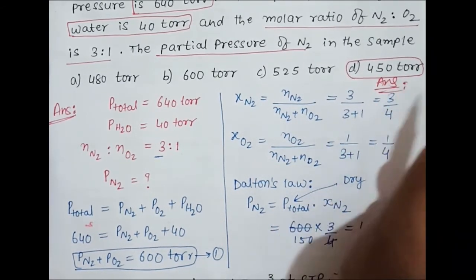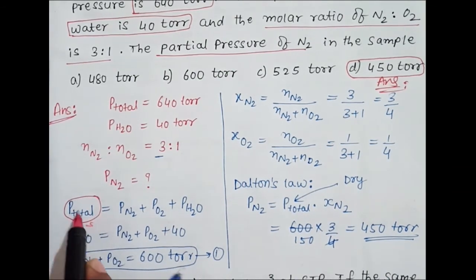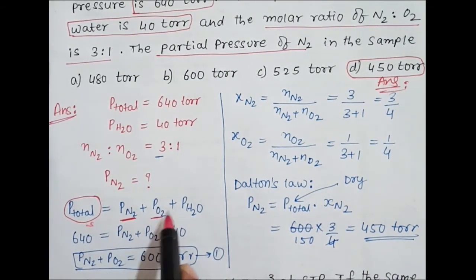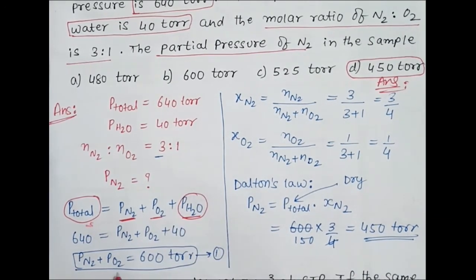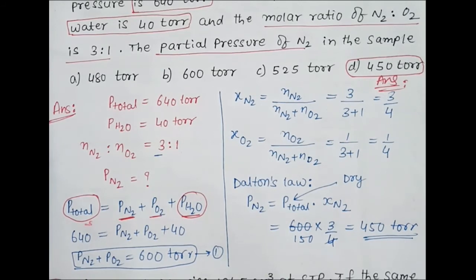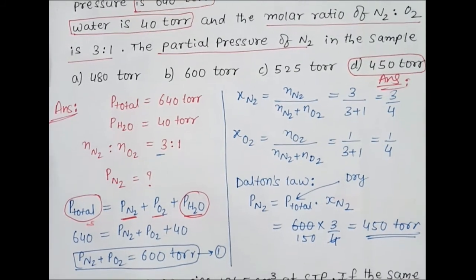Understood this question? So here this is a P total. The total pressure is the moist one, so that is PN2, PO2 and PH2O. Here PH2O is subtracted and we get the total dry pressure. Understood this one? So I hope you are understanding my class. These are very important questions. Now next question, one more question of the same type.